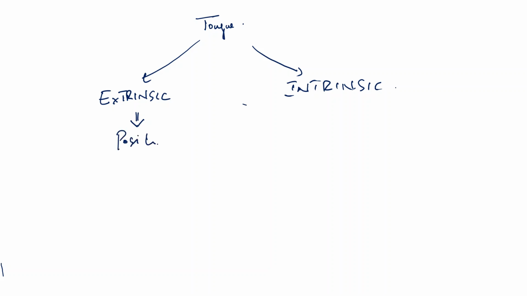So the position of the tongue is mainly maintained by the extrinsic group of muscles, whereas the intrinsic muscles mainly alter the shape of the tongue. The different shapes of the tongue are brought about by the intrinsic group of muscles. So this is about the extrinsic and the intrinsic group of muscles.